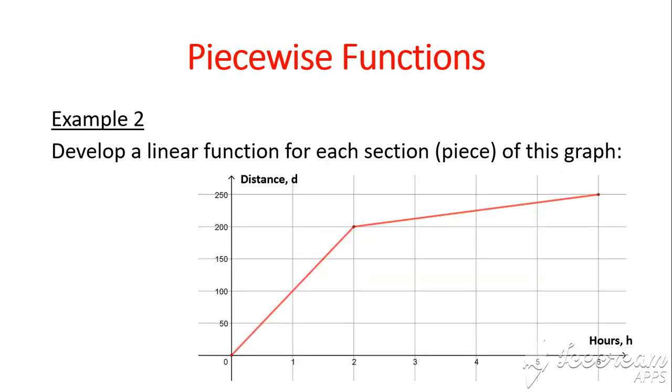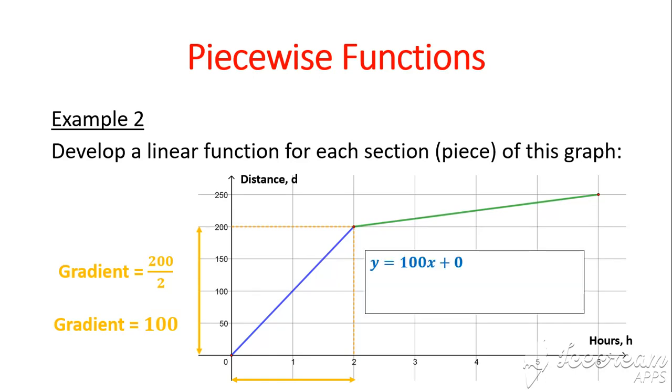Right, let's move on to example 2. We're going to develop a linear function for each piece or section of this graph. Here are the 2 pieces or sections of the graph. It's a distance time graph, distance on the y-axis, hours on the x-axis. Let's start off with the first section and work out the gradient of that blue section. Here we go. It rises up 200 squares and runs across 2 hours. So the gradient is 200 over 2, which is a gradient of 100.